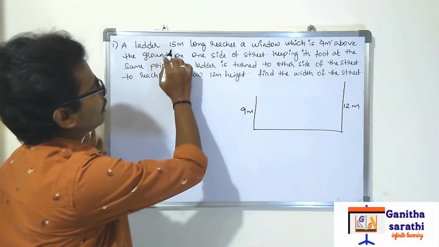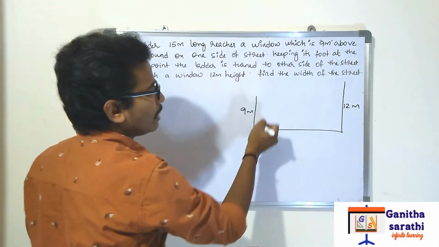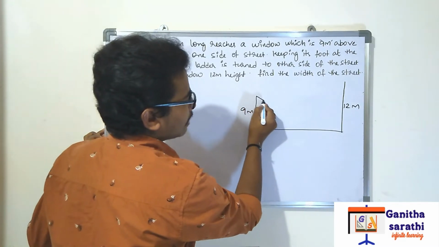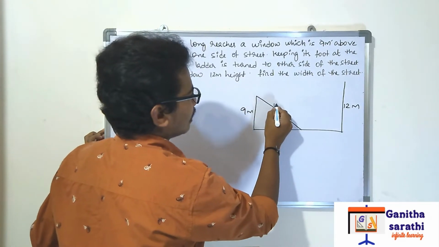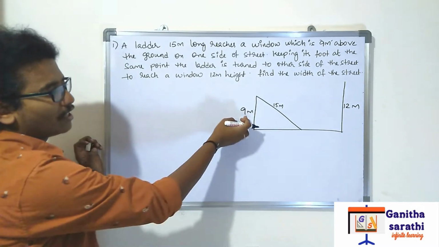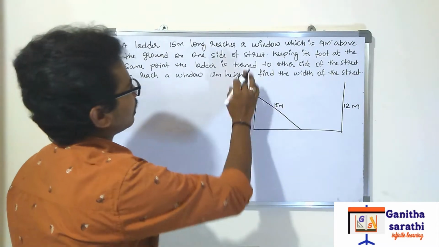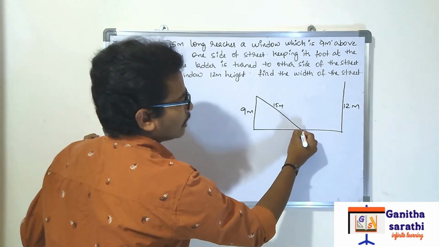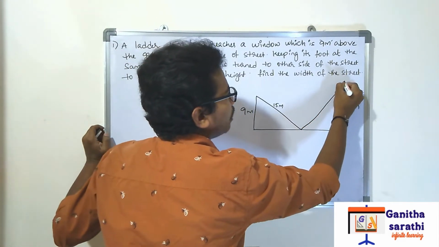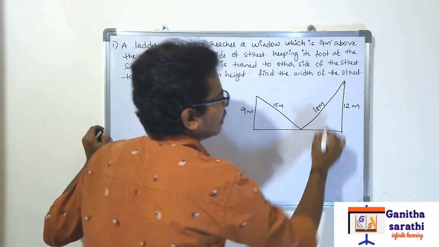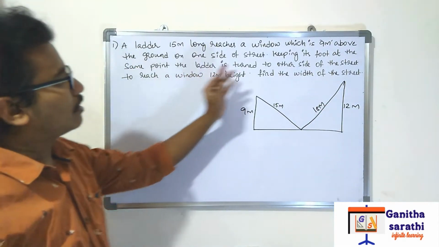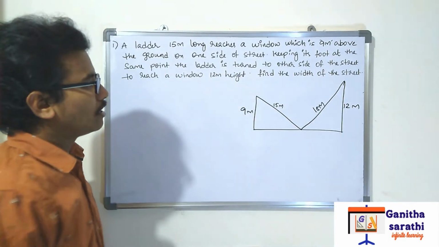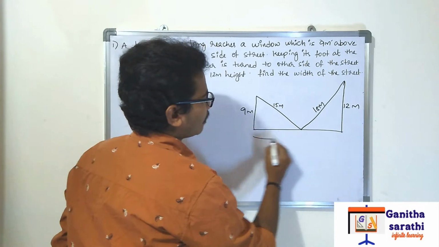Next, a ladder of 15 meters long reaches a window which is 9 meters above the ground on one side of the street. So the ladder is 15 meters, reaching the 9 meter window. Next, keeping its foot at the same point, the foot will be at the same point, the ladder is turning to the 12 meter window. The same 15 meter ladder is turning to the other side of the street to reach a window of 12 meters height. So what we have to find? We have to find the width of the street.